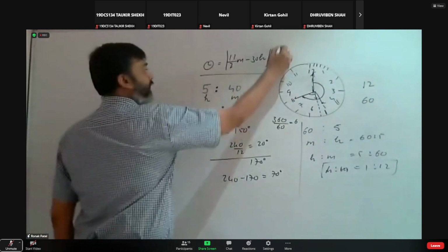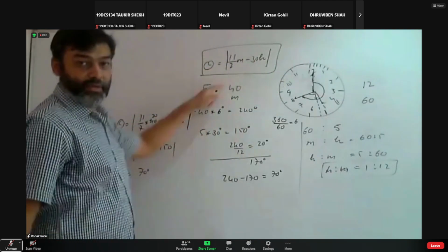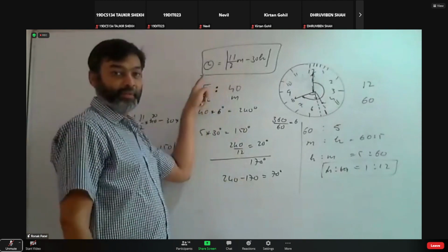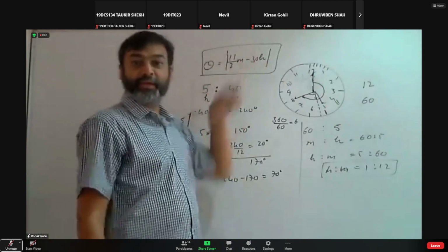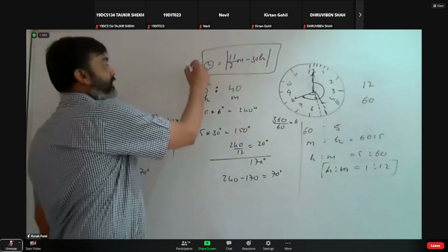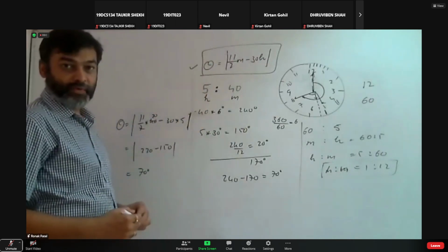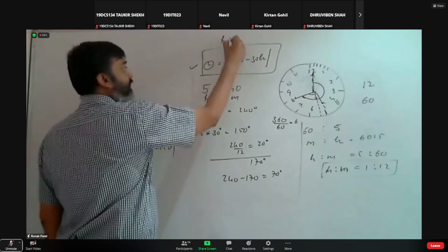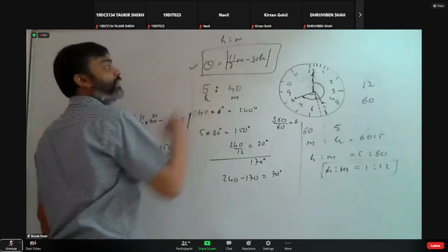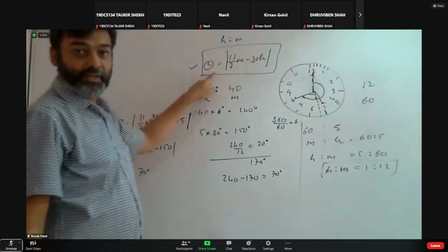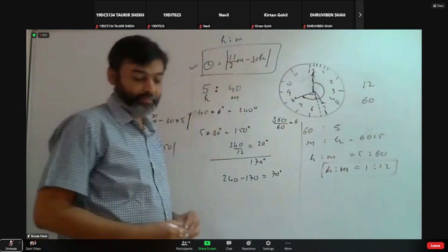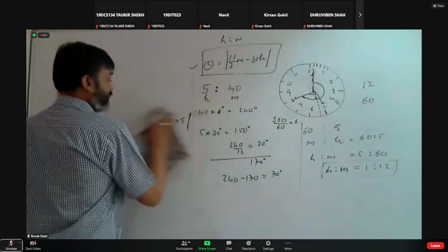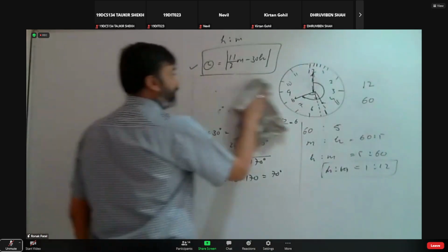So this equation, I just brought from this calculation. This is a better equation to remember. The theta in degrees is equal to 11 by 2m minus 30h. This is your first information to write down: for h hour and m minute, the angle between hour and minute hand is 11 by 2m minus 30h. Then I'll give you some questions, you do it very fast using this. No need to calculate much now.